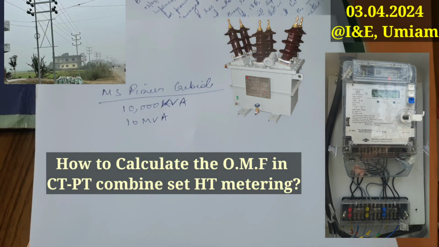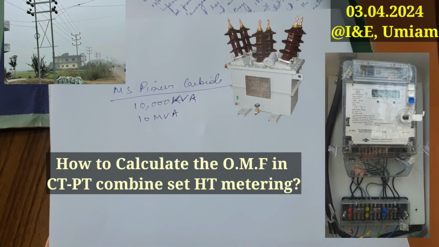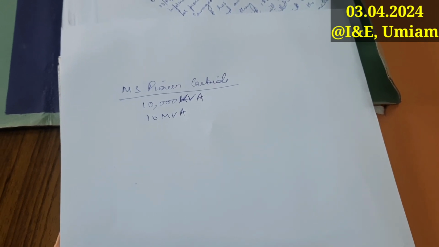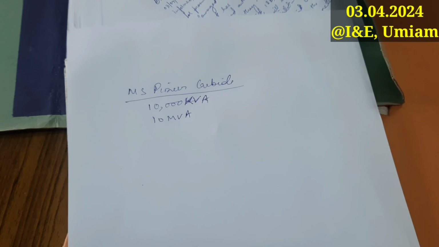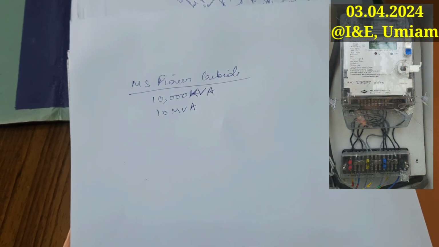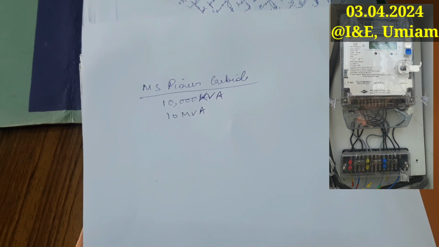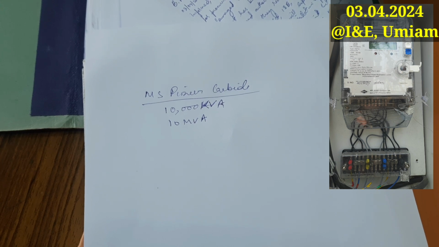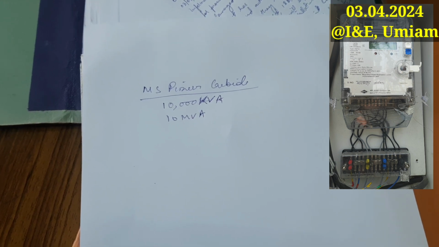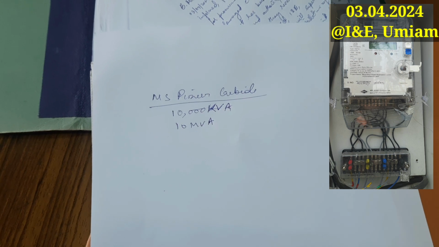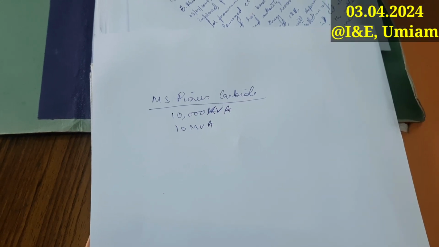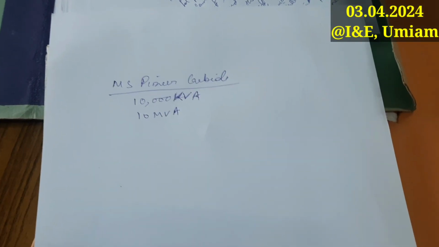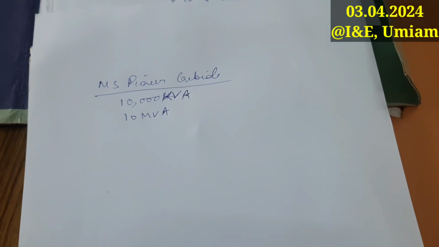So hello everyone, in this video let us calculate the overall multiplying factor, or in short O.M.F, of a particular consumer. In every consumer we install a meter, but that meter is actually not measuring the real power consumption. We have to use a multiplying factor to get the real power consumption or energy. To do that, let us take the example of this particular consumer, MS Pioneer Carbide.